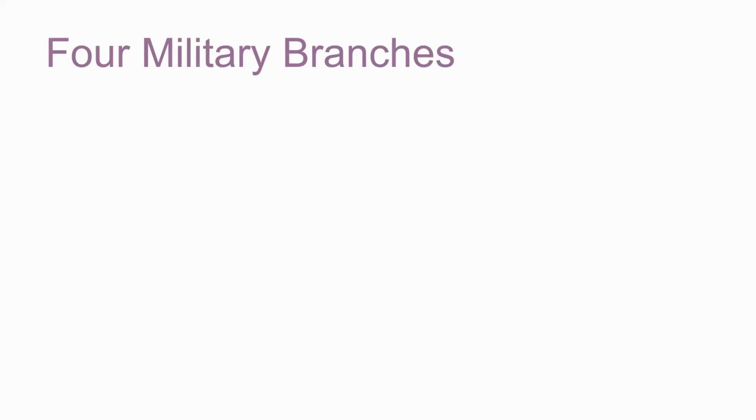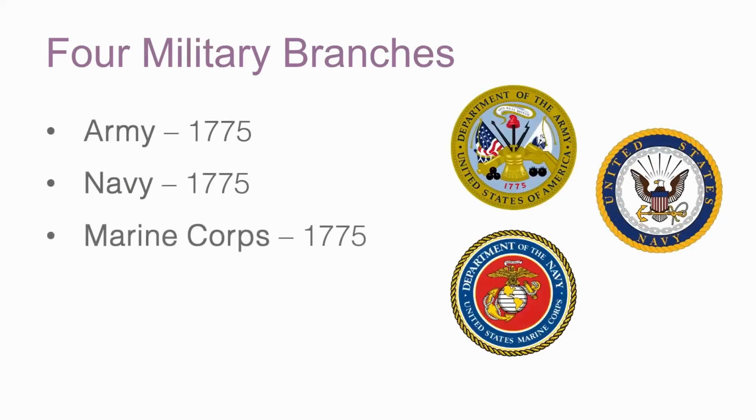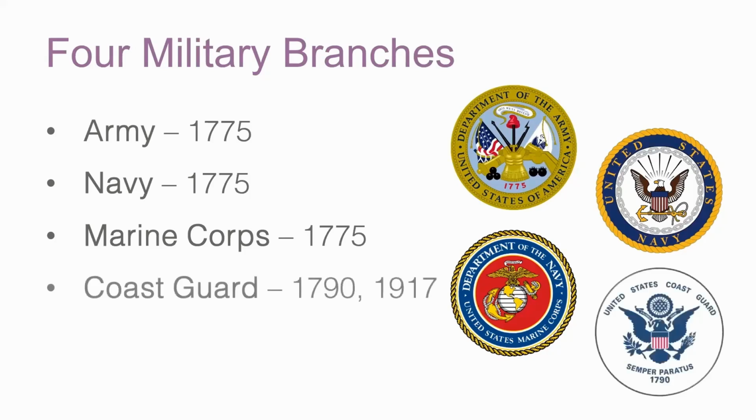But the 4 branches that affect early U.S. military include the Army, the Navy, and the Marine Corps, all of which began around 1775. They actually were first known by different names. The Army was the Continental Army, the Navy was the Continental Navy, and the Marine Corps was known as the Continental Marines. And then finally, we have the Coast Guard, which began in 1790 and was originally known as the Revenue Cutter Service, but then in 1917, it became the Coast Guard.